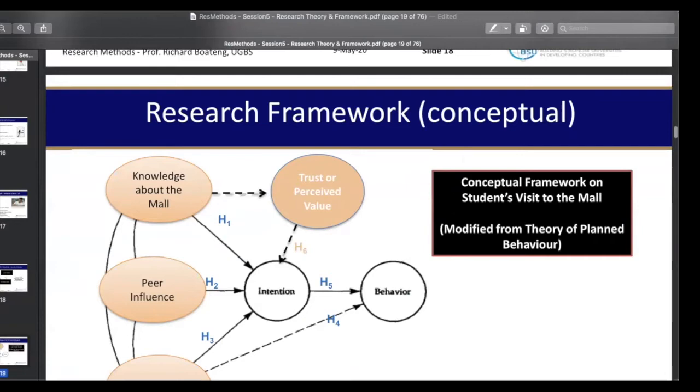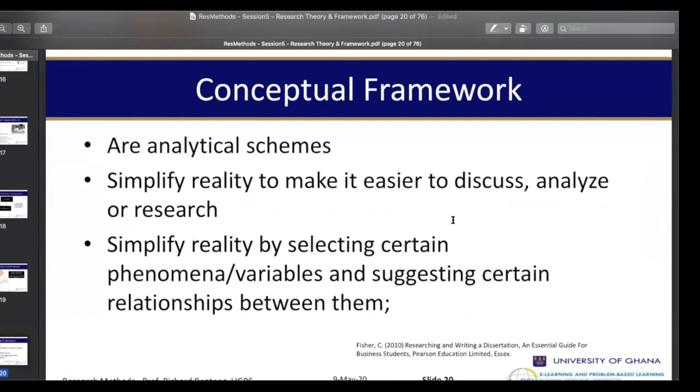Okay. So what's a conceptual framework? When you carry out research, your conceptual framework means a framework of concepts, which you think can explain a phenomenon. So the conceptual framework helps to simplify reality so that you can carry out your study. Simplify reality by selecting certain observed variables, either from theory or from literature, and suggesting relationships between them. So all conceptual frameworks are suggestions. And the suggestions are inspired by theory or inspired by reading the literature, or both. We just saw that. So all conceptual frameworks are inspired by theory or inspired by literature or inspired by both.